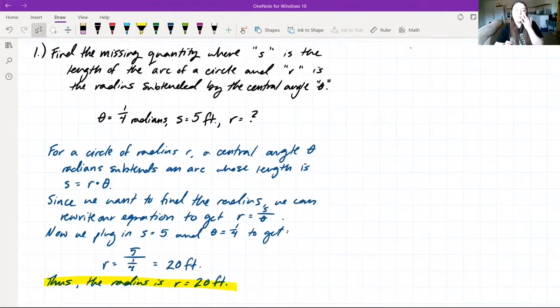Knowing how to solve this problem was definitely straightforward, but knowing the vocabulary of what we're being asked and knowing the equation S is equal to R times theta is what allowed us to work this problem out just as we did. So knowing vocabulary and knowing equations is going to be an immense help when doing problems.